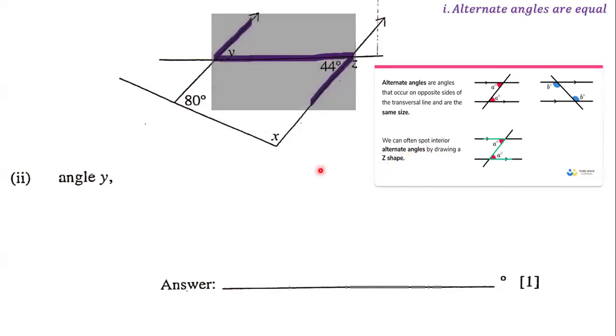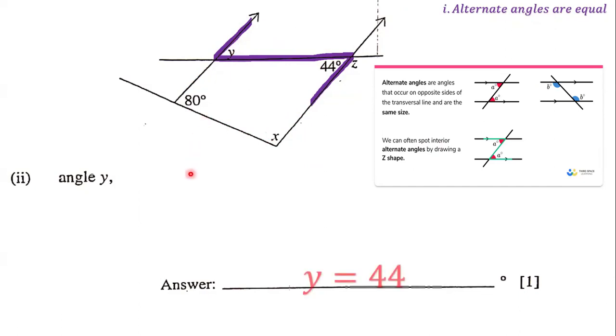And so for this one, we're going to draw a Z shape. Notice that angle Y and this angle whose size is 44 degrees are alternate angles. What that means is that they are equal, because alternate angles are equal. And so Y is equal to 44 degrees.